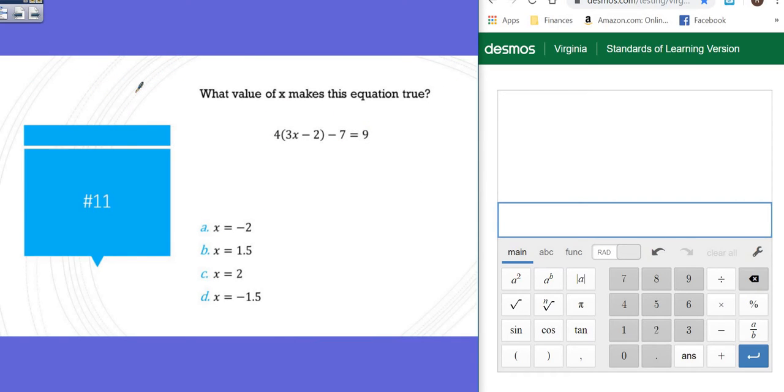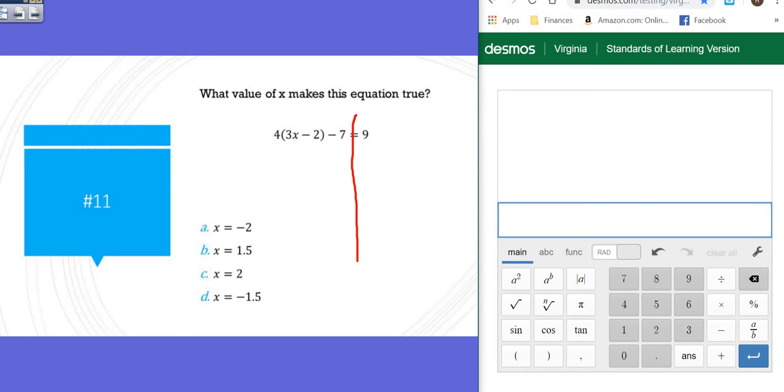This one has good old distribution and combining like terms in it. So I'm going to draw my line here, and I'm going to show you two ways to do this. First, I'm going to show you how to solve it and check it. Then I'm going to show you how to use your calculator just in case you get stuck, okay?